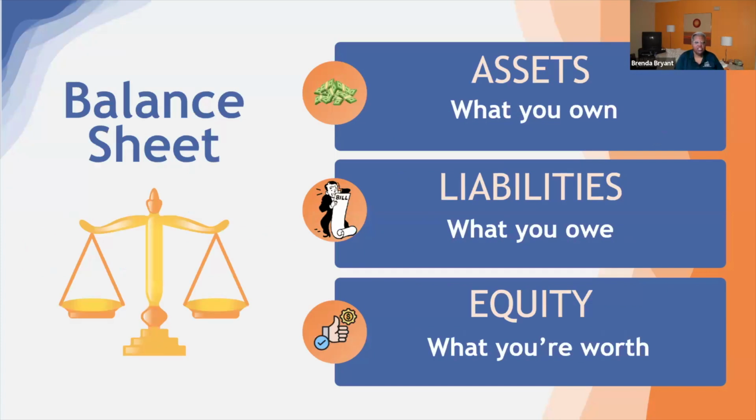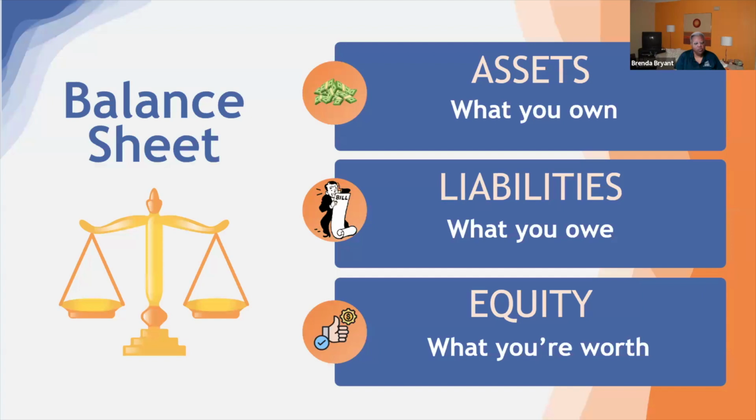So we look at a balance sheet. We have three things that we're looking at. We're looking at assets, we're looking at liabilities, and we're looking at equity. So with assets, that's what you own. I purchased this for a certain amount. Went out and bought a truck. I purchased a truck for $25,000. My truck is an asset, and my asset is worth $25,000.